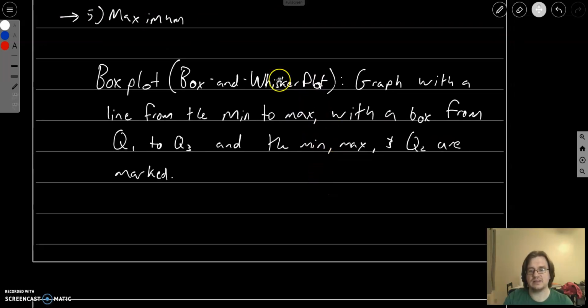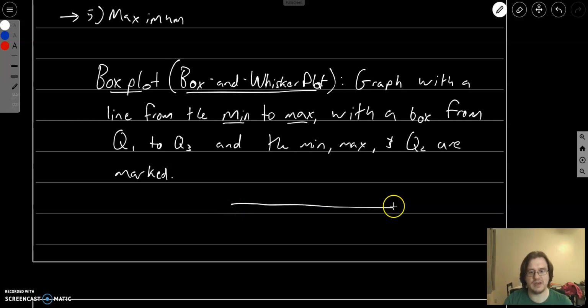And we can illustrate this with a box plot, also called a box and whisker plot. In fact, I have heard this referred to as the box and whisker plot a lot more than just a box plot. And this graph essentially gives you the 5-number summary visually. So you draw a line from the minimum value to the maximum value.